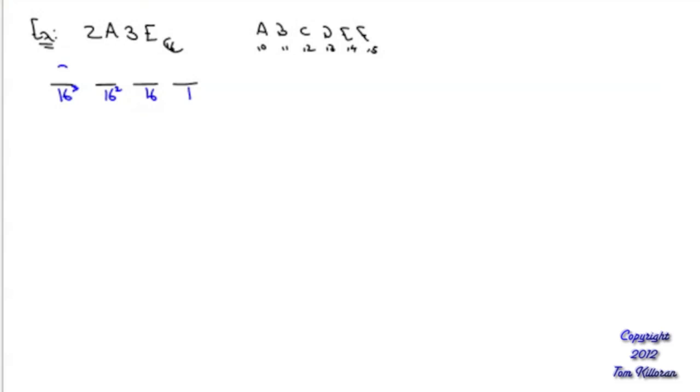Okay, what goes on top? 2, 10, 3, and 14. I don't need to write A because I don't know how to type A in my calculator, but I do know how to type in 10. 3 and 14, because E is 14. So on my calculator, I'm going to type in 2 times 16 cubed plus 10 times 16 squared plus 3 times 16 plus 14.